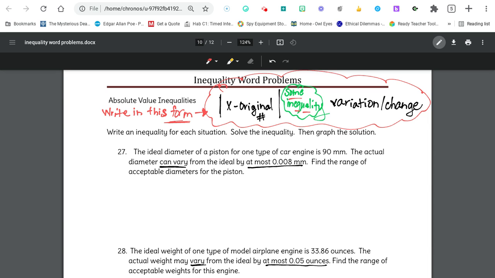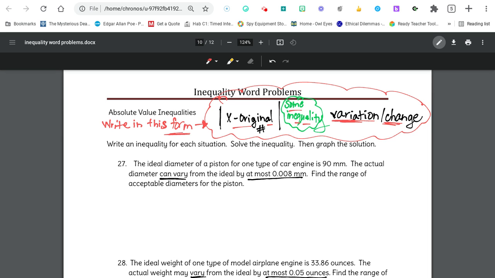If it's at most, you have less than or equal to. If it's at least, you have greater than or equal to. Just pay attention to the words. And then on the other side of the inequality, you're going to have some variation or change. When I say variation or change, I mean like how much is it away from the original amount? You'll see that. But always put your absolute value expression on the left and your variation on the right. It makes it easy to set up, okay?